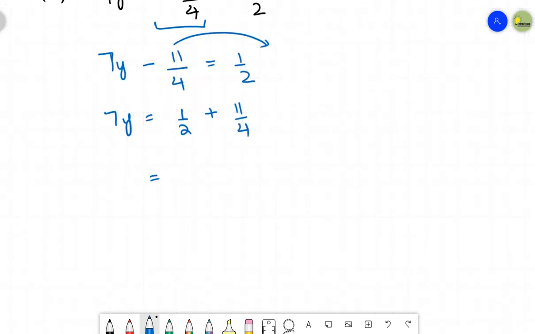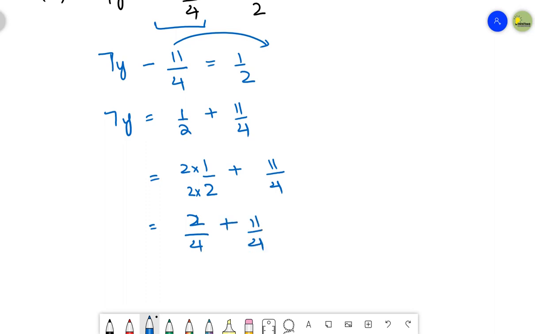Now, if you want to make the denominators the same in order to add the fractions, you can multiply the first value, 1 upon 2, by 2 so that both denominators are 4. It will be 2 upon 4 and 11 upon 4. This is a very important thing: in order to solve fractions, you must make the denominators the same.